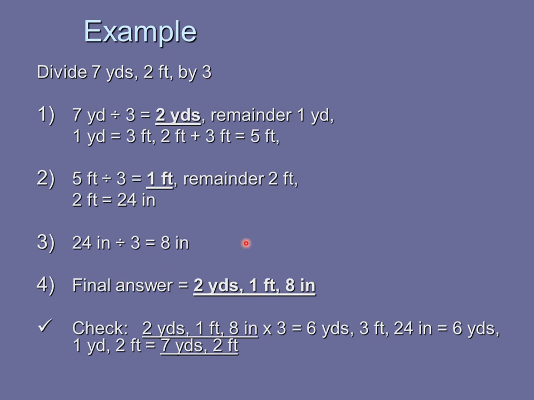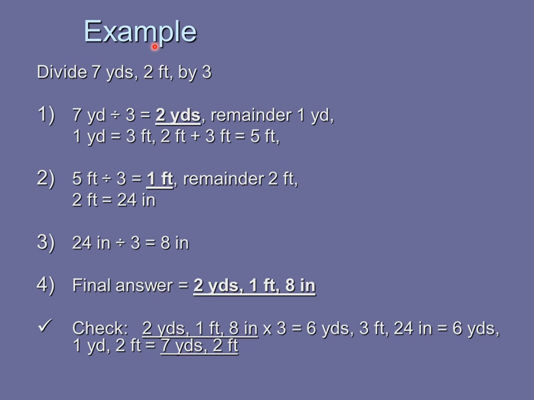Divide the 7 yard by 2. I'm sorry, by 3. So start from 7 yard. Divided by 3, you get 2 yard. You have 1 remainder. You add the remainder with the feet, right? 1 yard equals to what? 3 feet. That makes it 5 feet. Now you divide 5 feet by 3, you get 1 feet. You had 2 feet in the question, I'm sorry, you have 2 feet remainder.